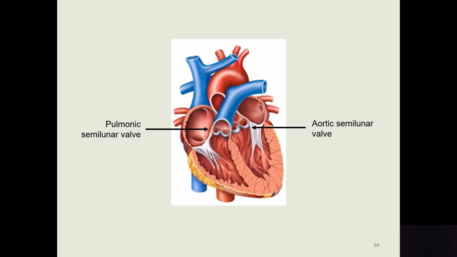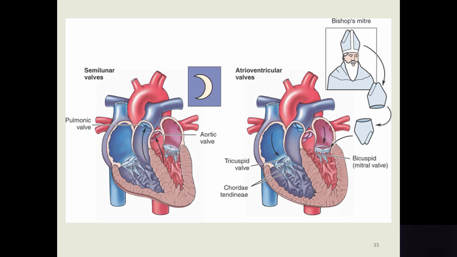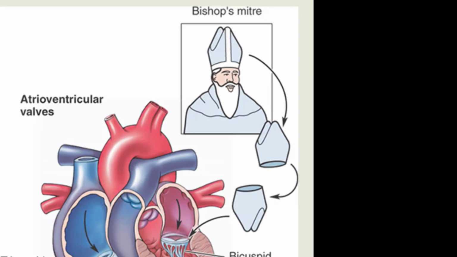And here's another picture of the pulmonic and aortic semilunar valves, just to give you an idea of how they fit in with the other valves. And you can see the two AV valves, the tricuspid and the bicuspid or mitral valves. And notice that the AV valves have those chordae tendineae and the semilunar valves do not. And here's yet another picture showing the semilunar valves and the AV valves. The mitral valve gets its name from the term mitre. The bishop's hat is a mitre, and it gets its name from the shape of the bishop's hat.